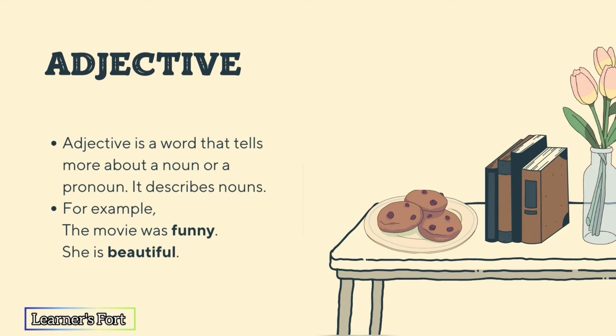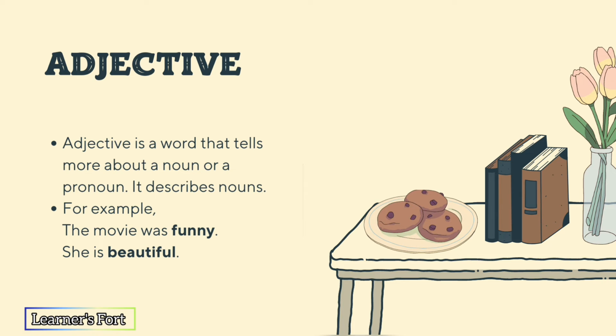Now, how is she? The adjective beautiful here is describing how the girl looks. She is beautiful. So, beautiful is an adjective here. It is telling us more about her. And the movie was funny. Funny is an adjective which is telling us how the movie was, right? So, an adjective here is a word that tells us more about or describes a noun or a pronoun.